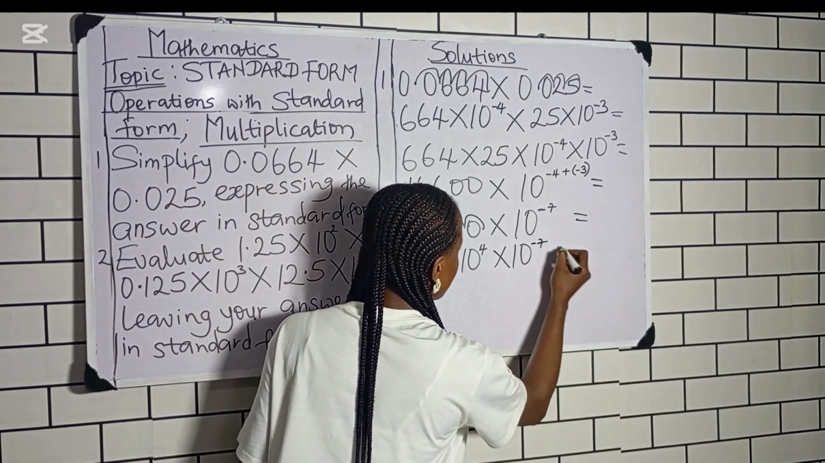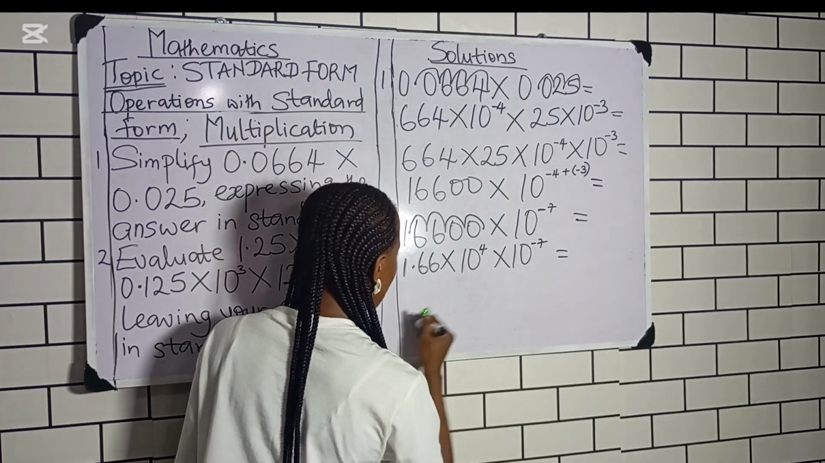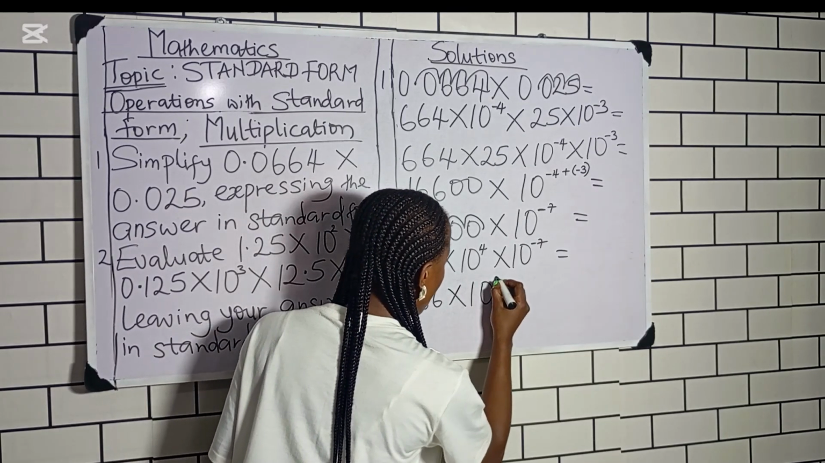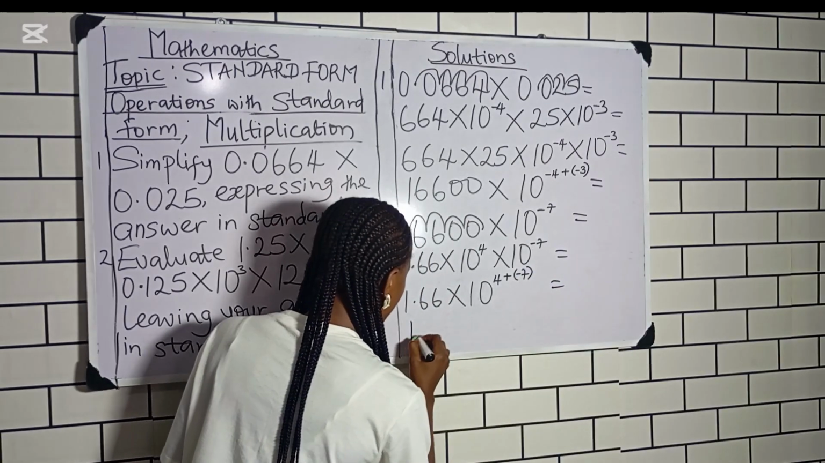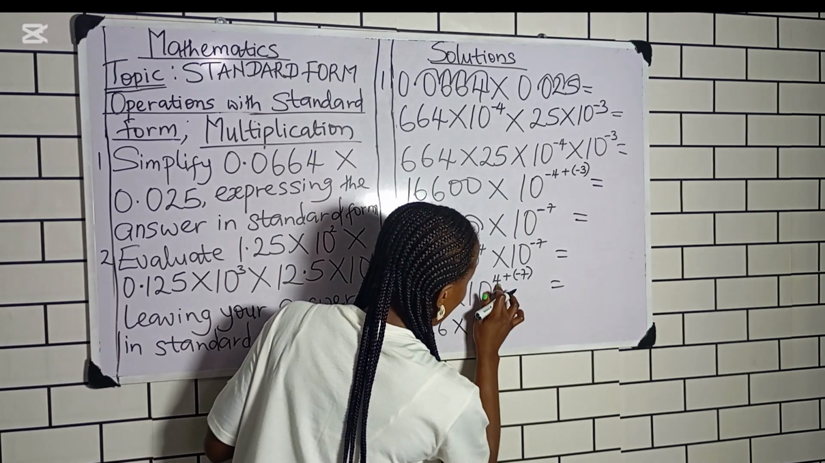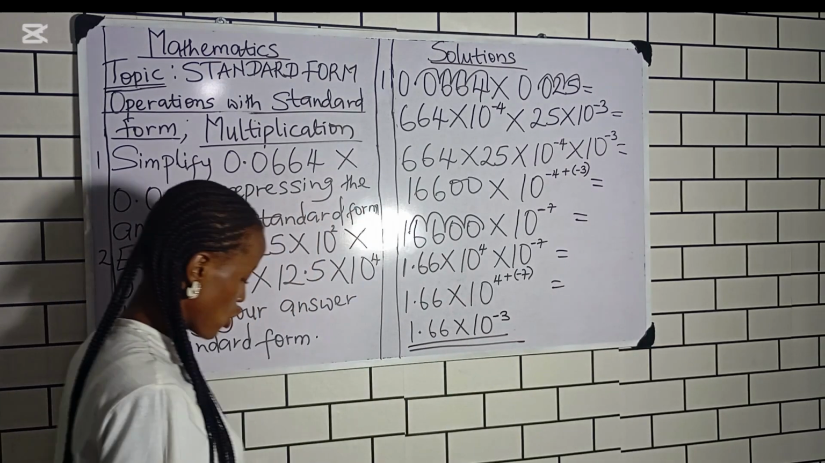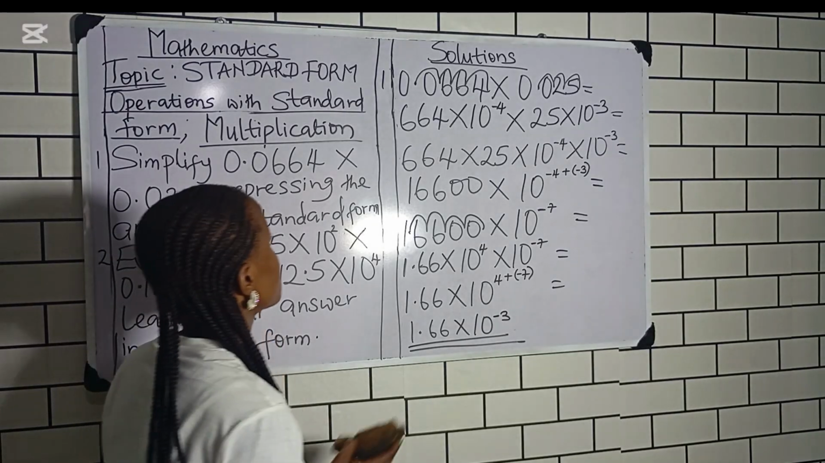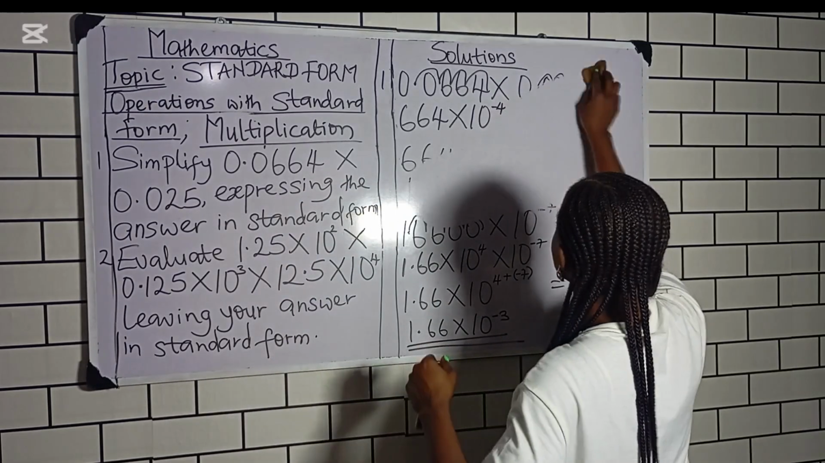power minus 7, is equals to, we're going to add the powers of 10 here since it's multiplication and the bases are the same. Here it will give us 1.66 times 10 raised to power 4 plus minus 7. This will give us 1.66 times 10 raised to power minus 3. This is our final answer for question number 1 under multiplication. Now we're moving over to question number 2 under multiplication.